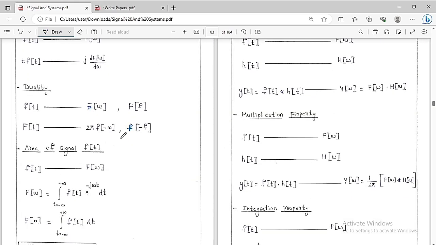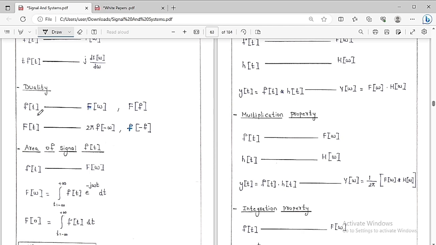The next property is duality. Duality principle that we are going to study. So for f of t, the Fourier transform is F of omega. F of omega, F of f also you can write, either you can write omega or anything, it is the same. Then for capital F of t, the Fourier transform is 2 pi into small f of minus omega, or you can write f of minus f. So this is what I am trying to tell you.